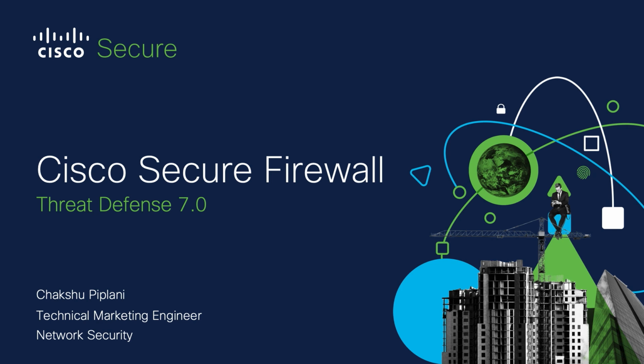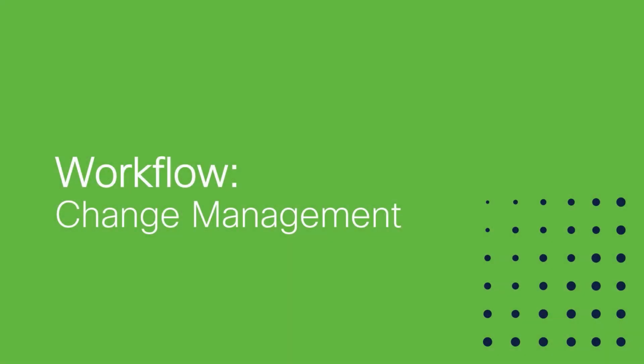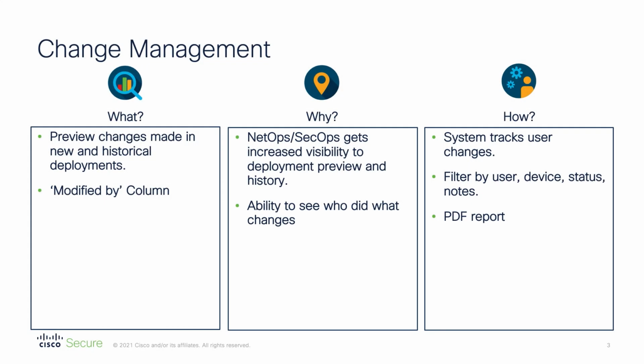And in today's video, I'm going to demonstrate one of the new features or enhancements to the Cisco Secure Firewall 7.0 release. In this video, I'm going to talk about the change management feature released in version 7. The change management feature allows you to preview configuration changes made in new and historical deployments in a comparable format. It includes a modified by column, which gives increased visibility to the deployment.